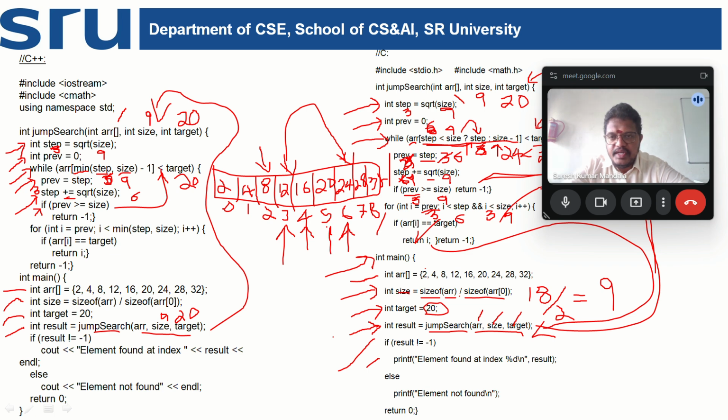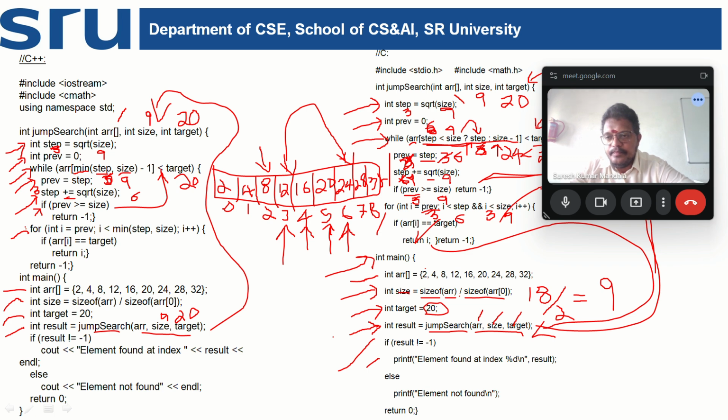20. Is 20 less than 20? The condition is false. If it were 20 less than or equal to 20, then the condition would be true. That is the basic difference. Here we don't have the equal to; we only have the less than symbol. So 20 is not less than 20, the condition is false. When the condition is false, control jumps from the while loop to the for loop.